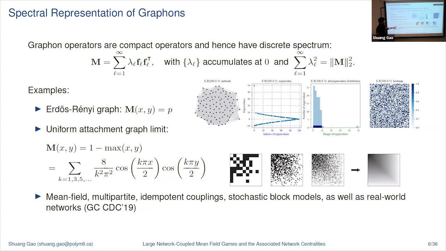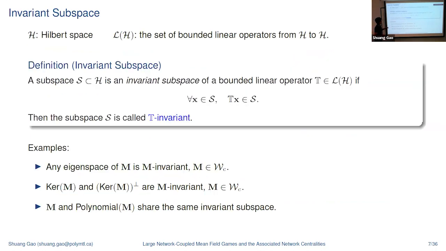Through an exercise, I identified that this has a very nice spectral decomposition. The eigenfunctions are just cosine functions, and the eigenvalues shrink at the speed of 1 over k squared, where k takes odd numbers. This means that if you take the first eigendirection, the approximation error is less than 1% in operator norm. There are other examples: mean field coupling, multipartite coupling, idempotent coupling, stochastic block models, and some real-world networks that are either exactly characterized or approximated by low-rank graphons.